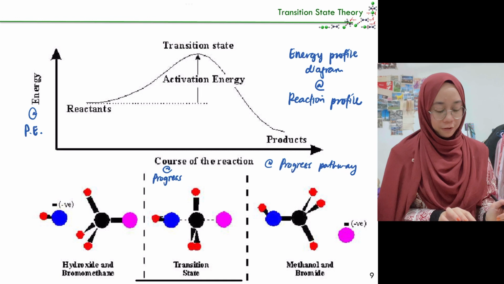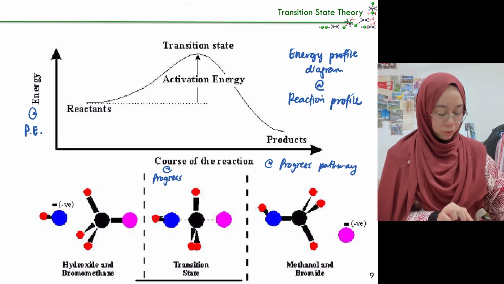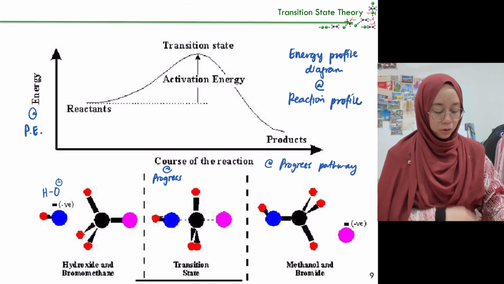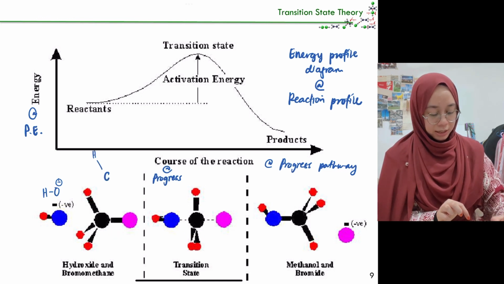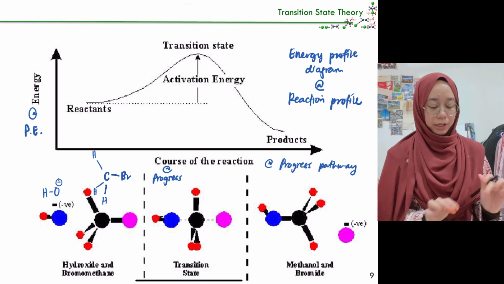Okay, so for example here, ini adalah kita punya reactant class. So kita ada hydroxide dengan bromomethane. So ini adalah OH, okay, OH ion. And then kita ada bromomethane dekat sini. So this is our C, and then kita ada 3H with Br. Okay, so kita ada dua reactant ni.